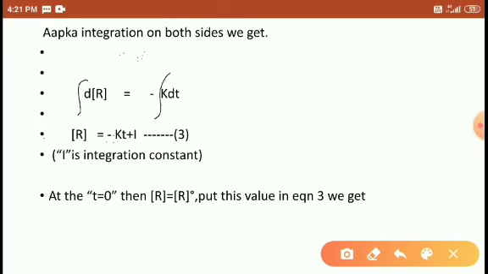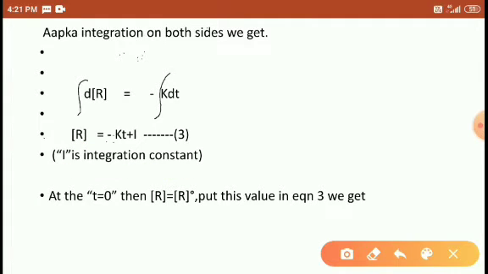So apply integration on both sides of the equation. The integration of the change in concentration of reactant is equal to minus the integration of k dt, right? When we simplify the integration, we get the integration constant I. The concentration of reactant R is equal to minus kt plus I, equation 3. I is the integration constant, students, right?